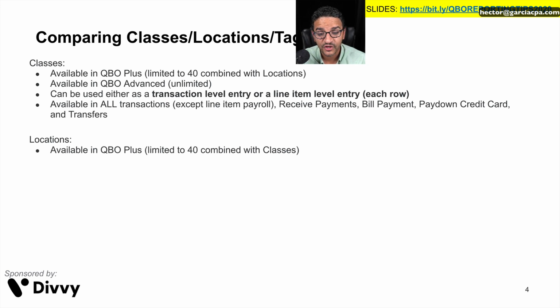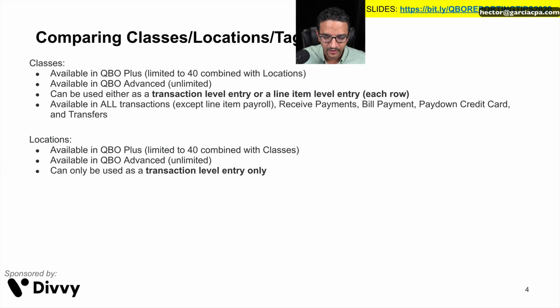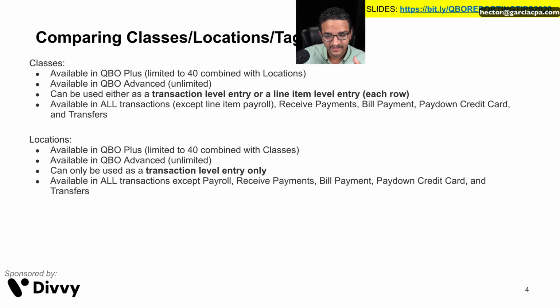So locations combined with classes is a max of 40 with QBO Plus, and if you go with QBO Advanced, it would be unlimited. As I mentioned earlier, locations are transaction level only. There's no way to make locations a line item level type of transaction. And just like classes, they're available in all transactions except for receive payments, bill payments, pay down credit card, and transfers. Specifically, when it comes to payroll, locations are not available in payroll, only classes. And so either way, you can't do line item on locations anyway.